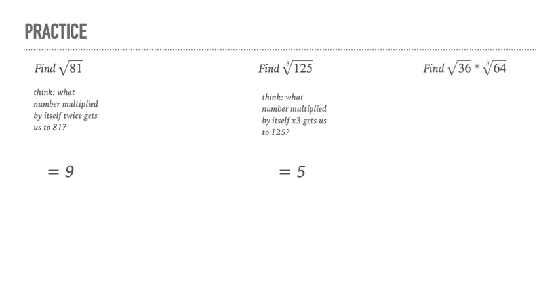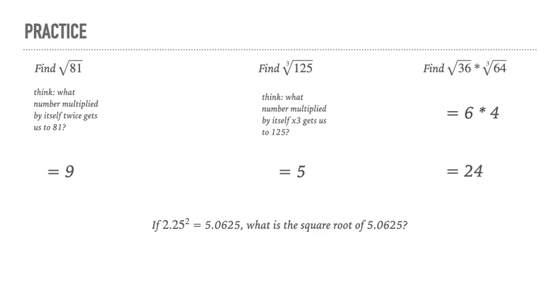And let's move on to find the square root of 36 times the cube root of 64. Well, we know the square root of 36 is 6, times the cube root of 64, which is 4. That gets us 24. Let's just do a last example to wrap this whole idea up.